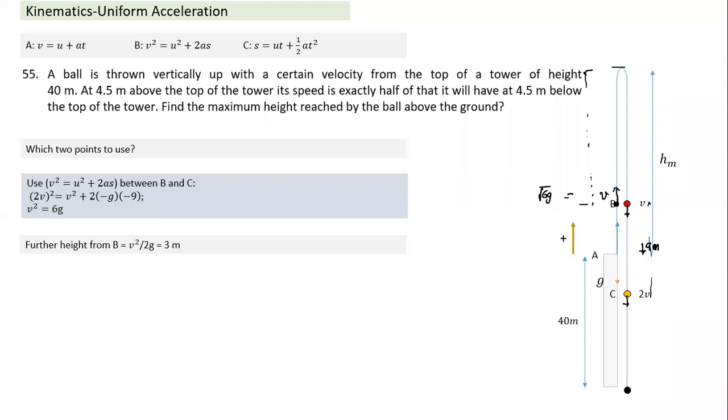From this point, it will rise 3 meters, and this is equal to 4.5 meters. This is equal to 40 meters. So what if I have to calculate the total height in the question? I think in my answer sheet also, I noticed I missed that. I've written 7.5. It should be 47.5. This is 40 meters, this is 4.5 meters, and this is 3 meters. So what is the maximum height it will rise? It will be equal to 47.5 meters.